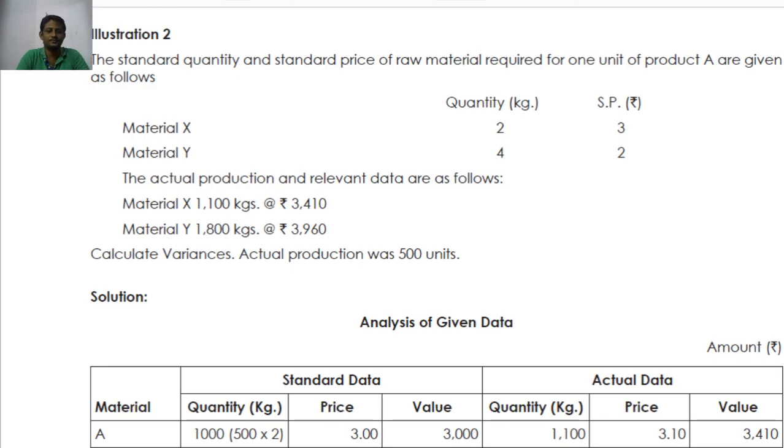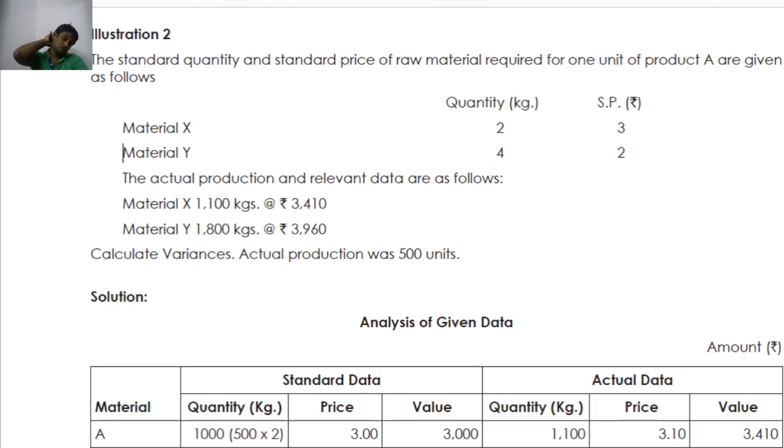Just go through the question alone. The standard quantity and standard price of raw material required for 1 unit of product A are given as below. Okay, so for producing 1 unit of product A, they are using material X and material Y. More than one material they are using. That means in this problem mix will come, yield will come, sub usage, and all those things will come.